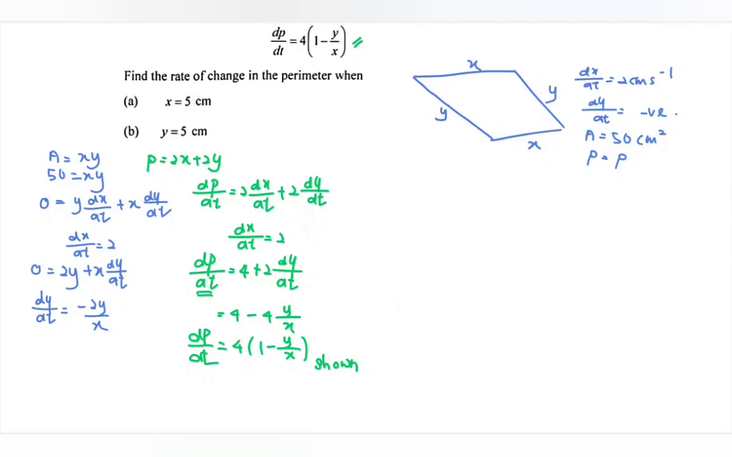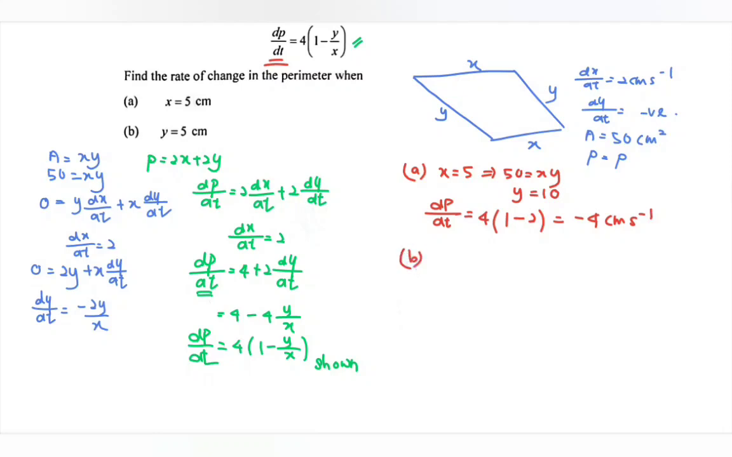Next, part A. The question says find the rate of change in the perimeter, meaning dP/dt, when x is equal to 5. So what will happen with y? We can make use of the area: 50 equals xy, so y will be equal to 10. So dP/dt will be equal to 4 times (1 minus y over x), which is 1 minus 2. So the value will be negative 4 cm s^-1.